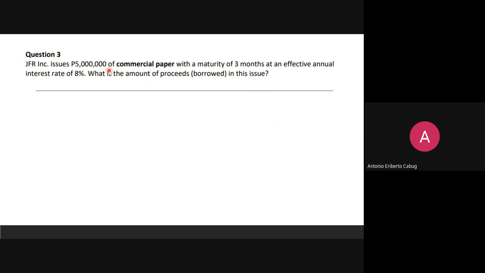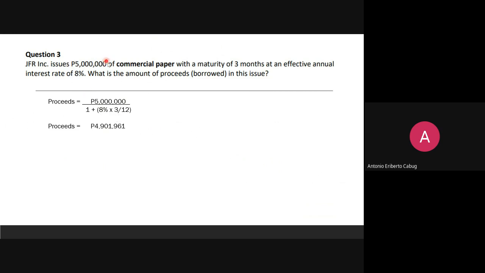Now, ang mangyayari, dapat may effective annual interest rate siya na 8%. Okay? So 8% divided by 12 times 3 months, that would be 2%. No? I-work back natin 3 months before paying 5 million. 5 million divided by 1 plus 8% times 3 over 12. Okay?